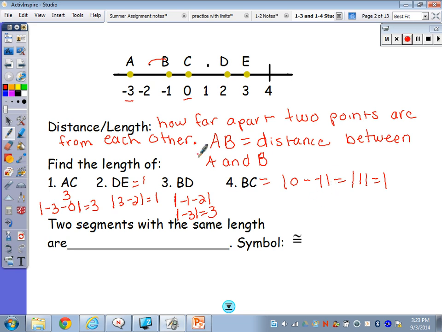Two segments with the same length are called congruent. The symbol for congruent is this: an equal sign with a tilde, a squiggle line, over it. Pretty much just remember that congruent means things are equal.